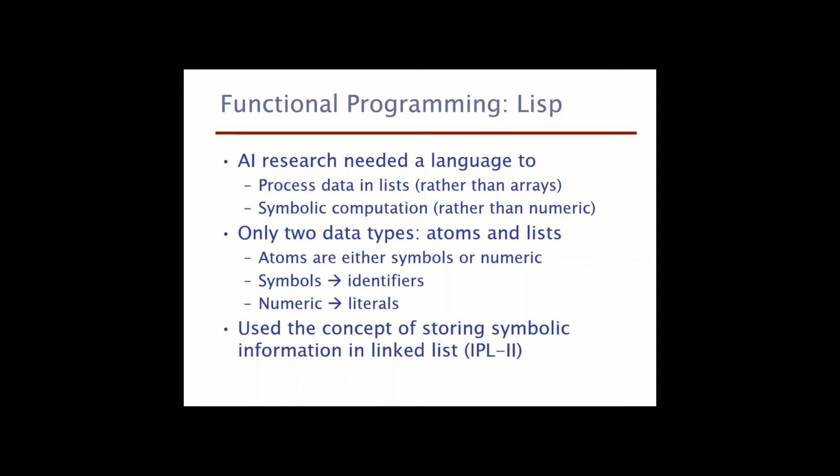Alright, so in that case they suggested two data types, the atoms and the lists. Atoms, as you know, are either symbols or numeric. Symbols are identifiers and numeric literals. And the lists, as you know, are data in the form of lists, not just atoms. It's connected by some indexing scheme.